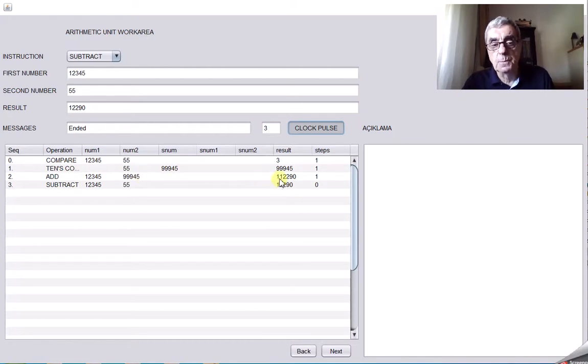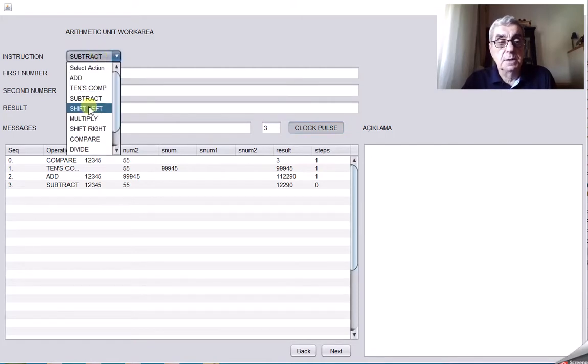There's one carry here, which is the result of the 10's complement, so we ignore that carry. Then the subtraction of 1, 2, 3, 4, 5 by 55 is actually this number, and we need 3 clock pulses to complete this subtraction.